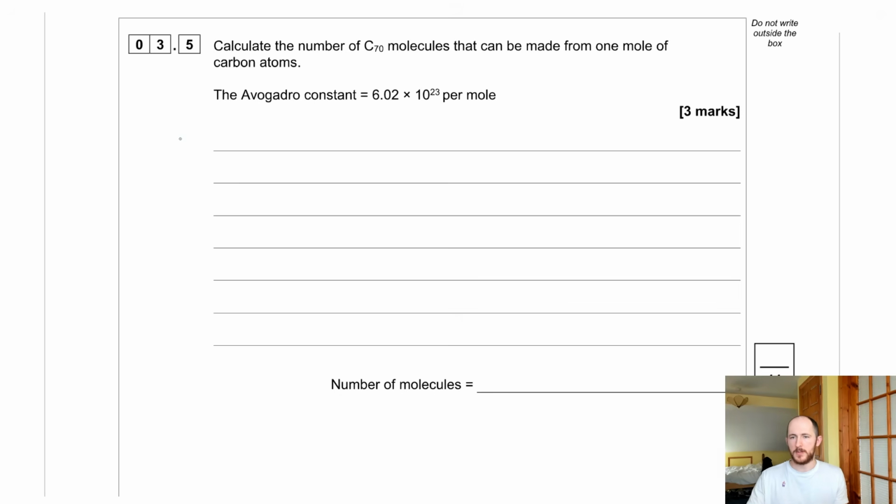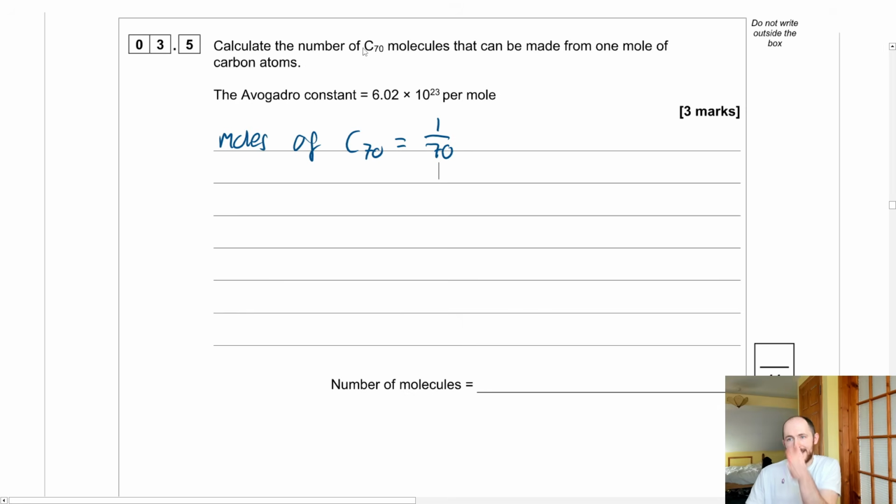Well, what we would do, moles of C70, is we would take the 1 mole that we have of carbon atoms and we would divide it by 70. Why? Because think about it. We would have 70 times less molecules of the carbon 70 because it's been joined together into these fullerene molecules. So if this was 2 moles of carbon atoms, you would change this number to a 2. If it was 3 moles of carbon atoms, it would be 3. Because again, the moles of C70 would be 70 times less than it.